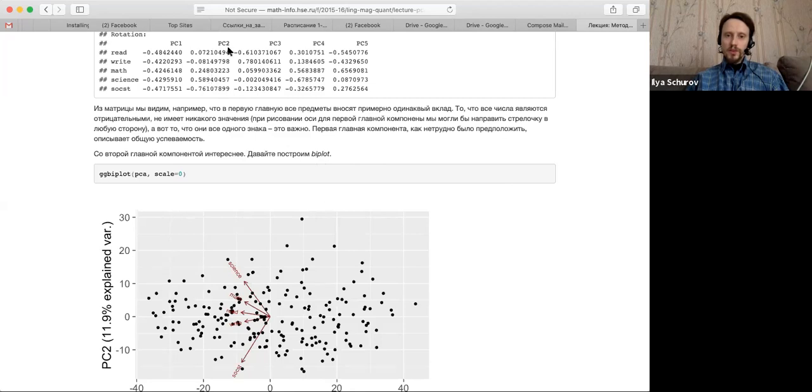Okay, I just want to say that PC2 is increased if some students have larger grades for math and science, and it is decreased if the student has larger grades for social studies. And we see this on this picture. We see here this vector social studies that is directed into the negative direction of PC2, and this science that is directed in the positive direction.